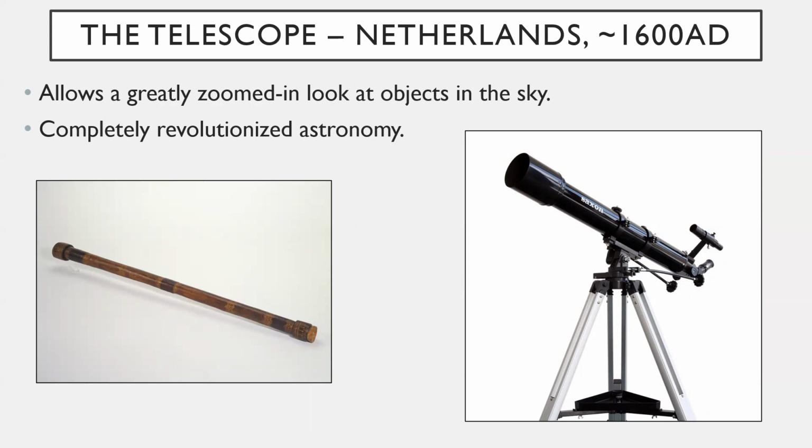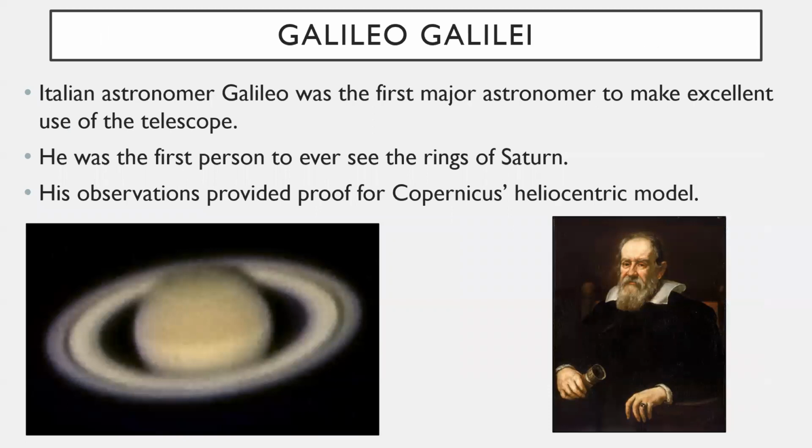The telescope, needless to say, allows a greatly zoomed in look at objects in the sky. You can actually see things closer up, right? Totally changed astronomy, completely changed everything we knew about the sky. And it was mostly thanks to this guy right here, Galileo Galilei. He's from Italy, I believe. Oh yeah, there it is, says right there.